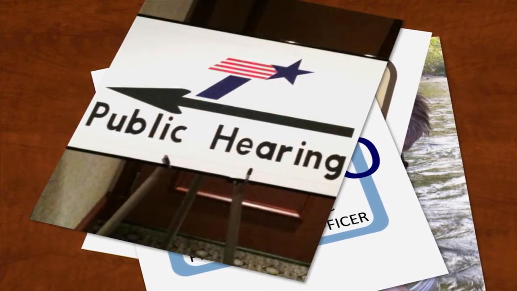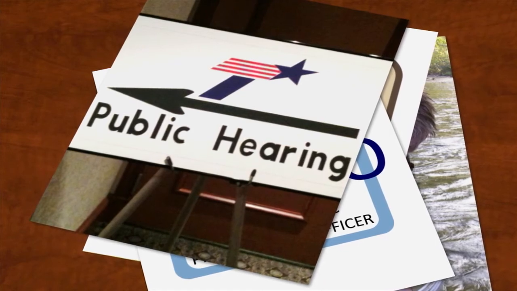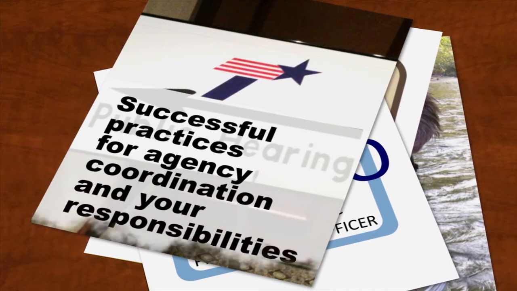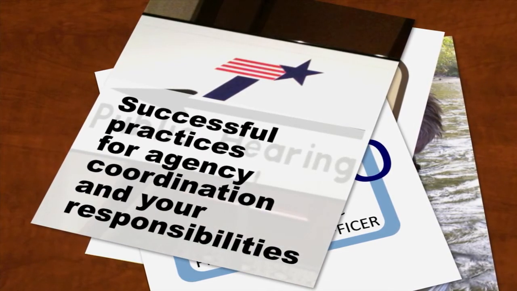Through consultation with other agencies, project sponsors identify the regulatory responsibilities of the agencies and how to comply with their requirements. If you begin the process early in the project, you may be able to simultaneously satisfy various agencies' requirements with combined studies and joint public involvement efforts. In order to illustrate these points, let's examine some successful practices for agency coordination and your responsibilities in the process.